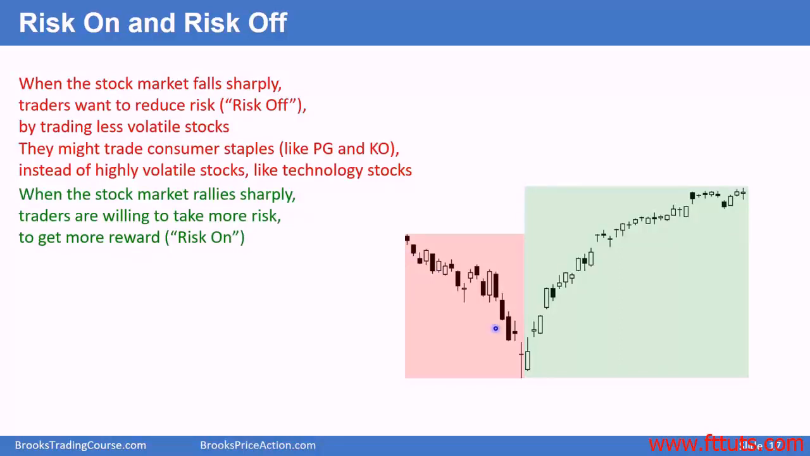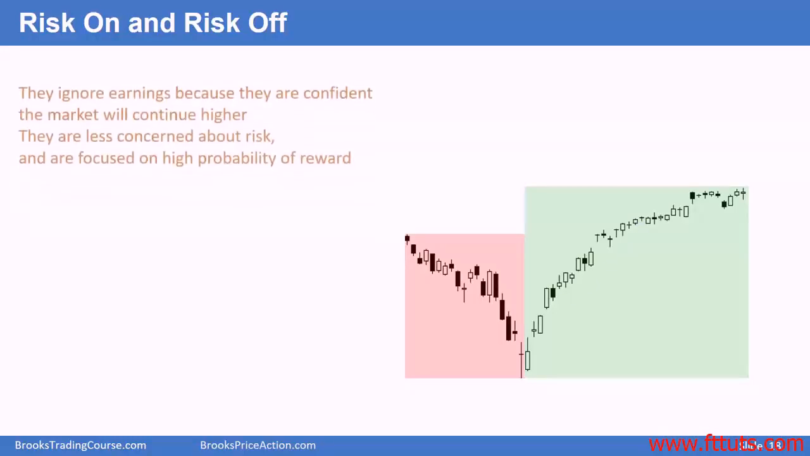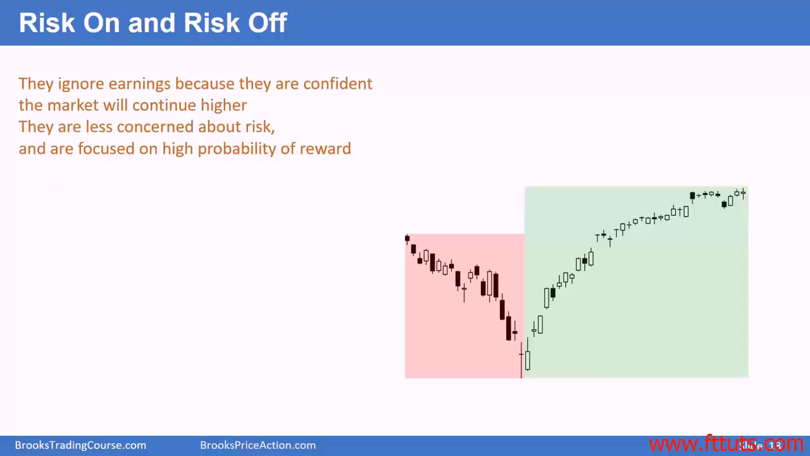So when the market is falling, it's risk off. Traders are going to only trade things that have less risk. When it's going up strongly, it's risk on, and they'll trade things that have more risk. When you're in a risk on situation, it's a momentum situation. Traders don't care about anything other than price. They see the market going up, they believe it's going to go up more, so they'll just keep buying. They don't really care about earnings. All they know is that the market is going up, and so they're not concerned about risk.